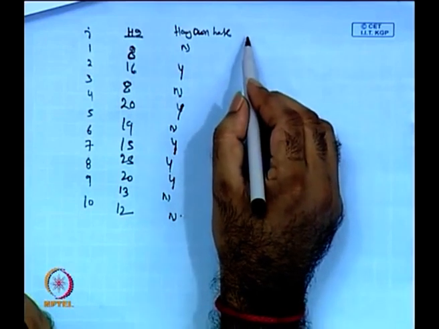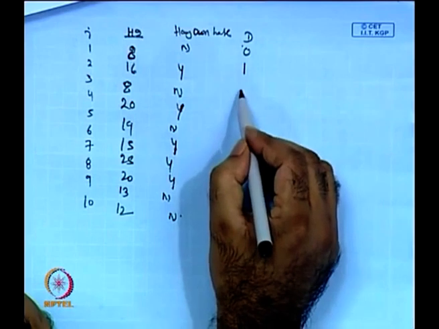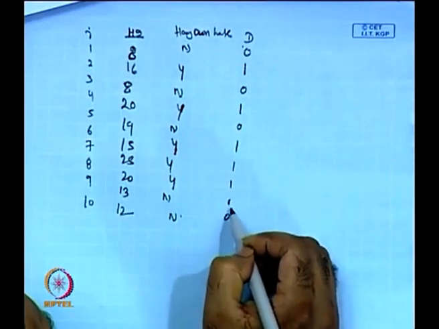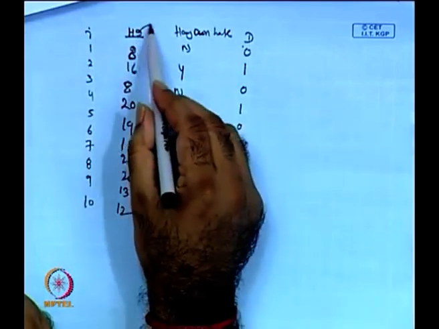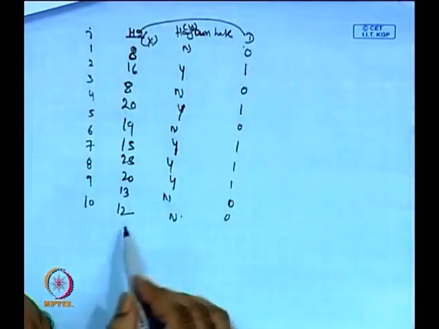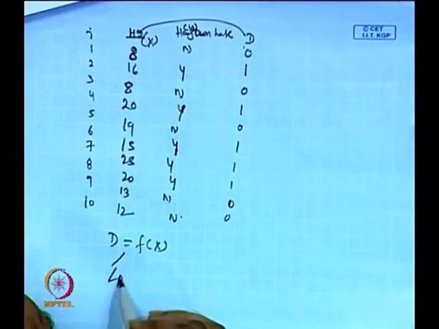So now what we have to do? We will transform into D. D is 0, 1, 0, 1, 0, 1, 1, 1, 0, 0. Okay, so now we are integrating this and this. This is x and this is y. So now we are regressing D upon a function of x. This is our linear probability model.